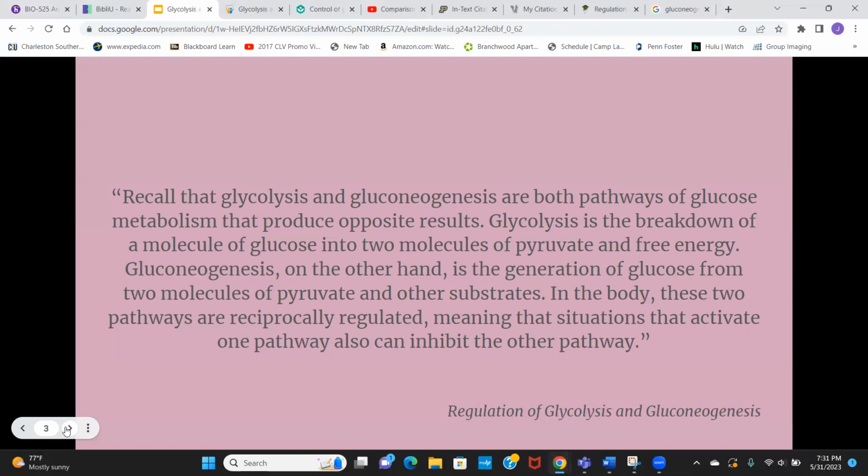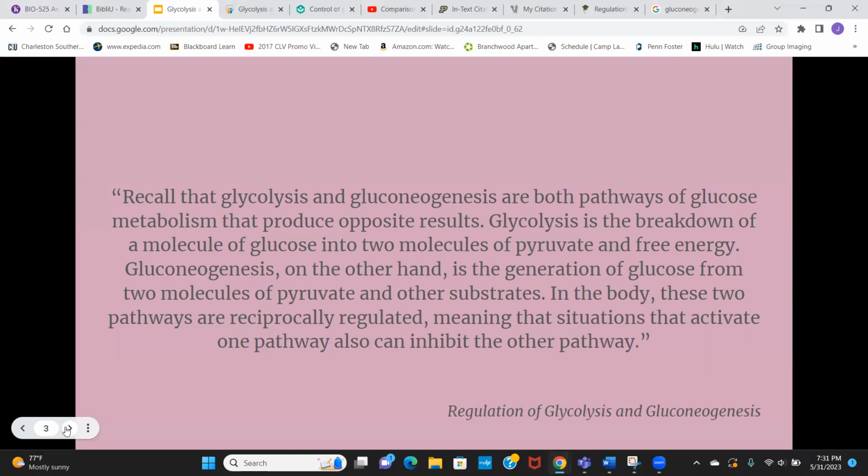Okay, so just from this quote, you probably have a good idea of what's going on already, right? We're looking at how glucose is being broken down to form energy, and in the process, it makes pyruvate. That's the process of glycolysis. Gluconeogenesis is kind of the opposite process: we want to make glucose from pyruvate, the opposite of what glycolysis is trying to do.